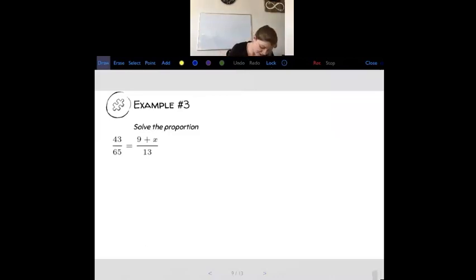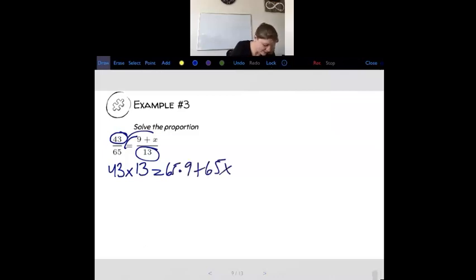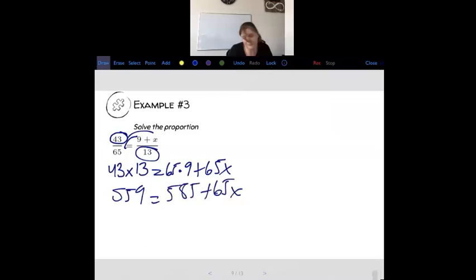Okay, we would do 43 times 13 is equal to, the 65 has to go to the 9 and the x, so 65 times 9 plus 65 times x would give us 559 equal to 585 plus 65x. Actually, I'm going to solve this one completely. Okay, and so to get x by itself, we need to move the 585.